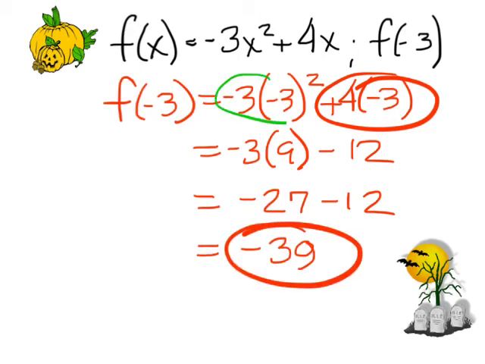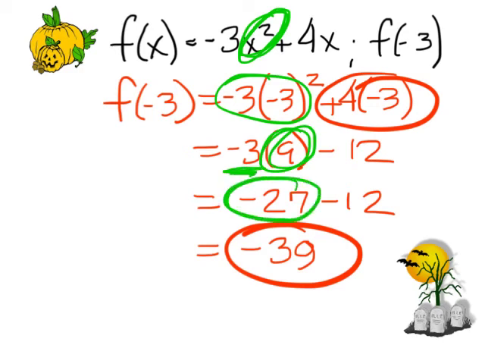Common mistakes are to do this: negative 3 times negative 3 is 9, and square it to get 81. That will get you the wrong answer. You have to do the x squared first, which is 9, and then multiply by negative 3 to get negative 27. Subtract 12, and that's how we get the final answer.